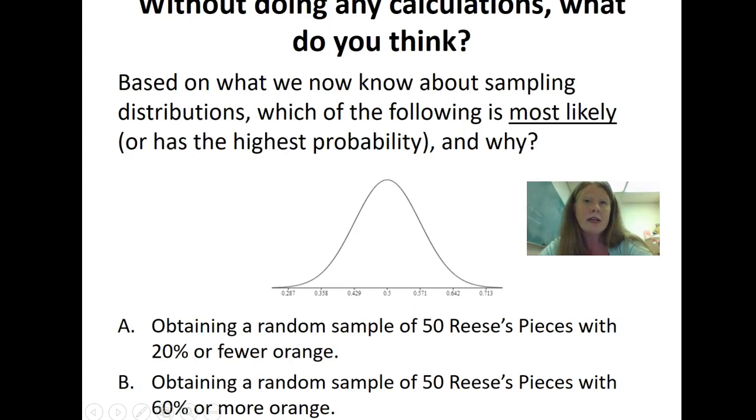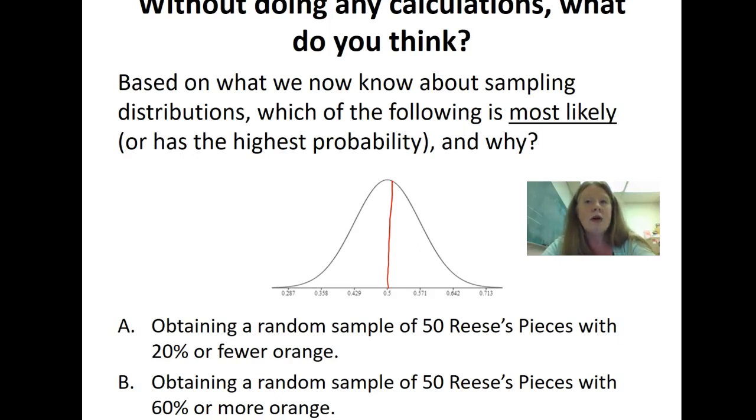So remember back early in the presentation, we were thinking about taking samples of size 50. And we talked about what would happen if we repeatedly did this. We'd get this sampling distribution. You might remember I told you it would be centered at 0.5 with a standard deviation of 0.071. So this is the same distribution we looked at earlier when we answered some Reese's Pieces questions.